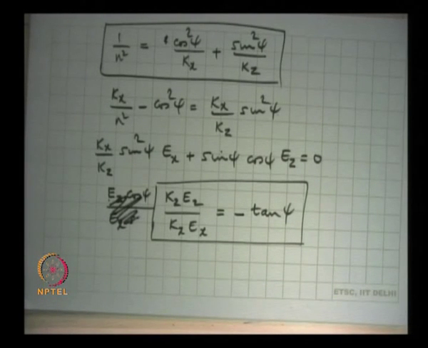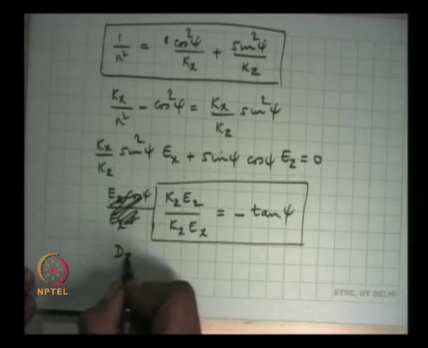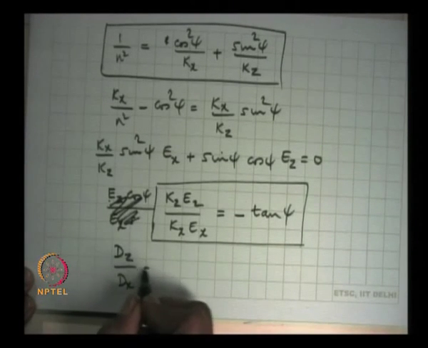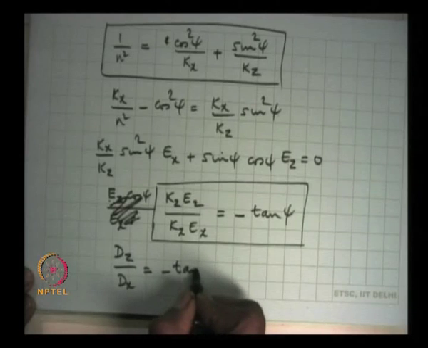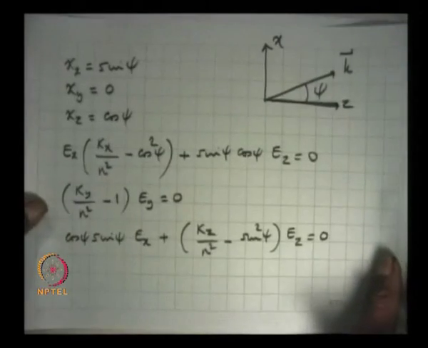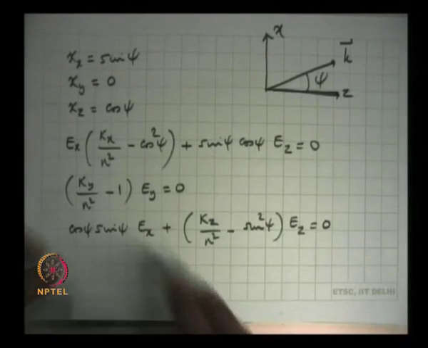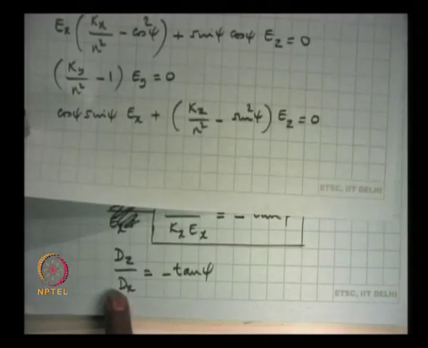Now, what is kz Ez? Please remember x y z is the principal axis system. So, Dx is kx Ex, Dy is ky Ey and Dz is kz Ez. So, this is nothing but Dz by Dx is equal to minus tan psi. So, what is the meaning of the statement? If you go back to this figure, what is the vector which has z component by x component must be minus tan psi.